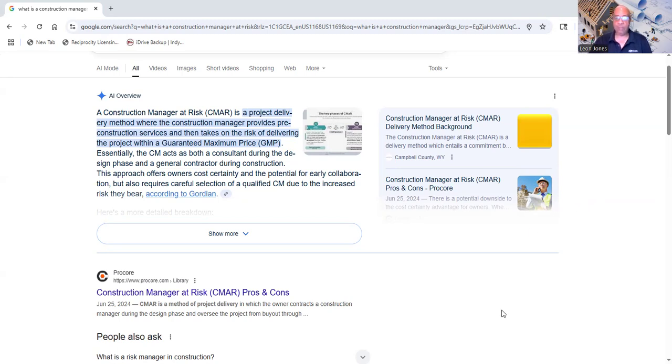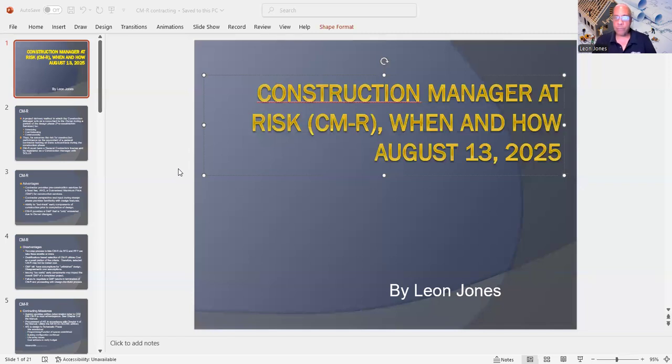Now, again, I summed it up as where the construction manager takes ownership of the project as he or she manages the project. Now, I want to get into a PowerPoint and we're going to break down the construction manager at risk, when and how.